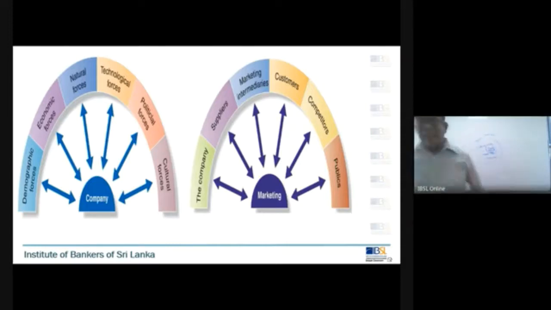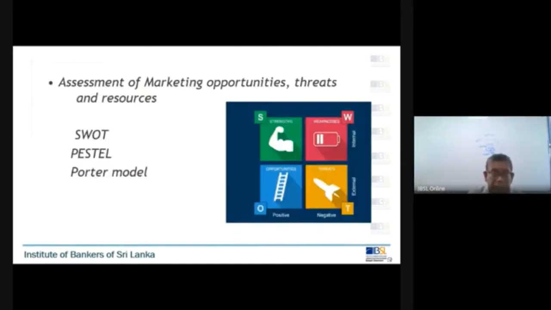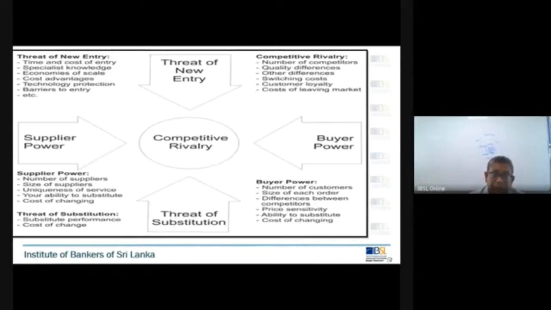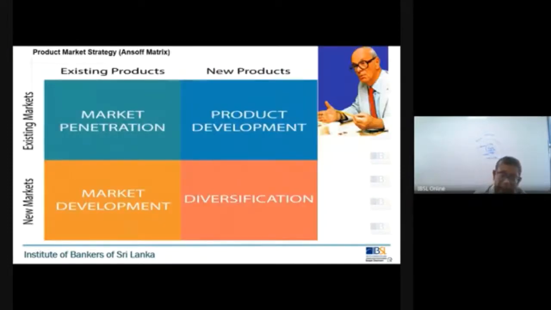So we need to analyze our environment, right? For that, what are the techniques we discussed? We discussed SWOT, PESTLE and Porter model. We discussed how Porter helps you to identify your competitors. And then having understood your marketing objectives, one of the marketing objectives may be market share or profitability or whatever, you name it, right?